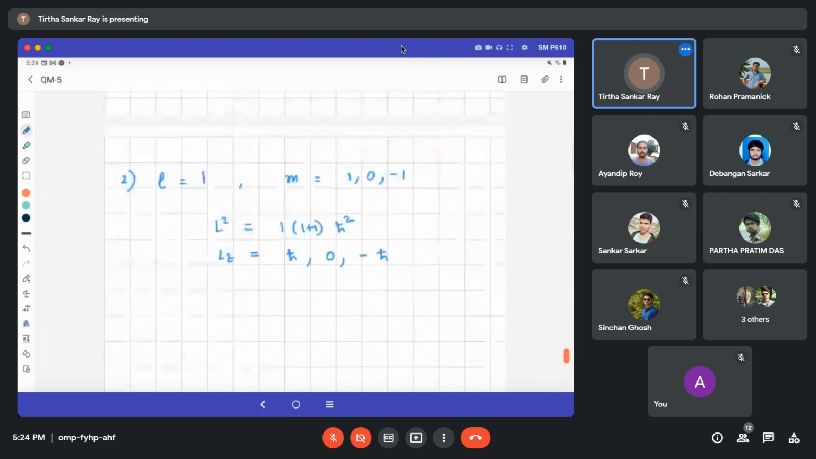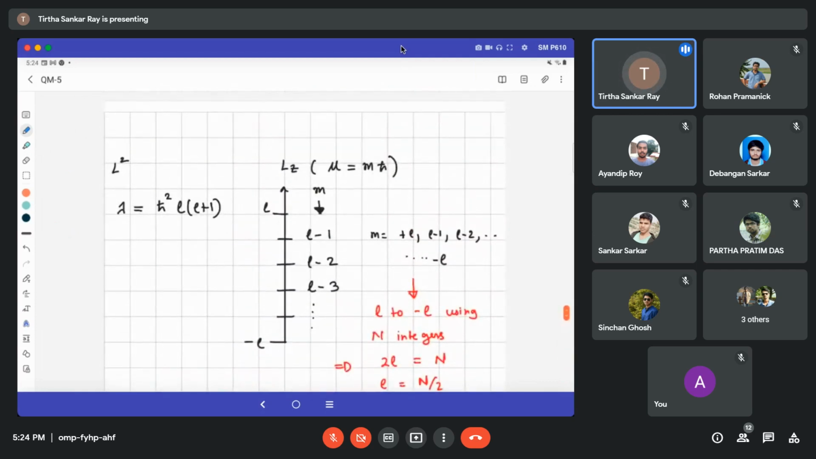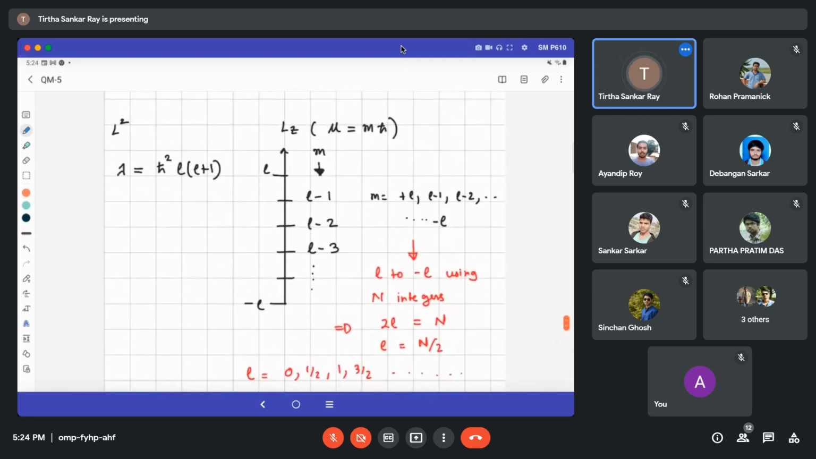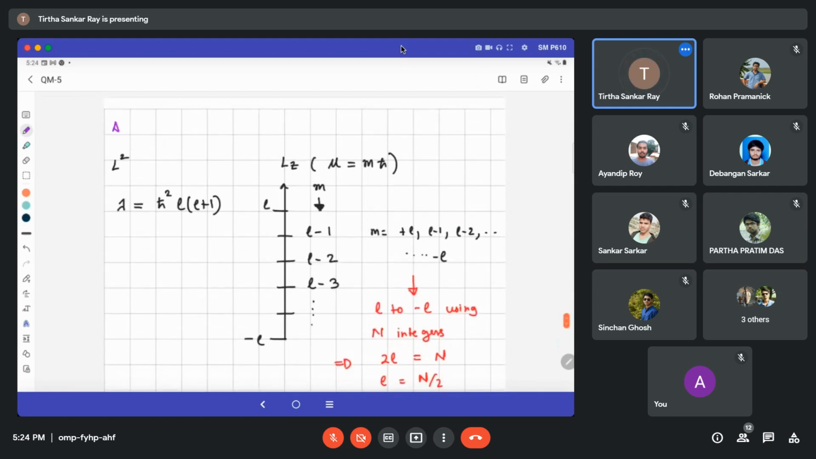Now, you see, we have been able to categorize all the possible eigenvalues of angular momentum. We know all the possibilities now. L can be any of these values, 0, half, 1, 3 by 2, and so on, and M can be these things. So these are all the possible eigenvalues of angular momentum.